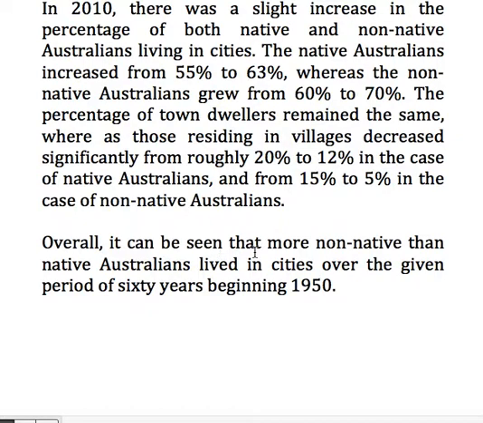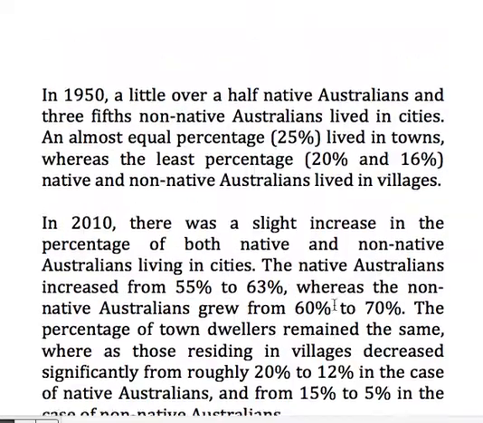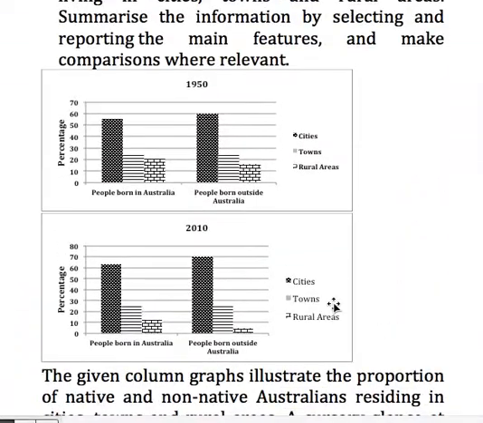Overall, it can be seen that more non-native than native Australians lived in cities over the given period of 60 years beginning 1950. So this is my explanation of these two column graphs. I hope you've liked the explanation. You can write it in many ways.